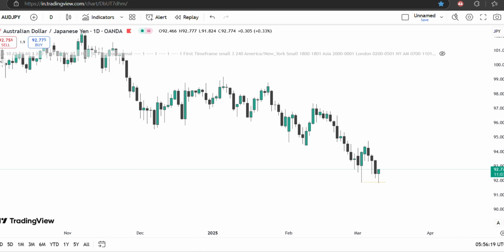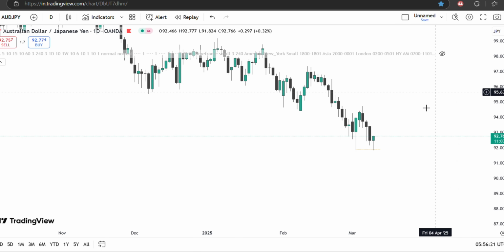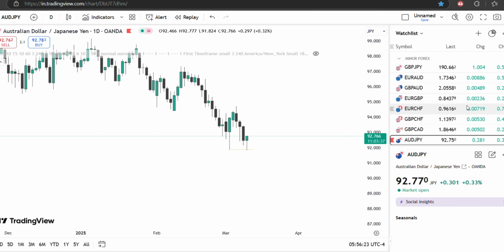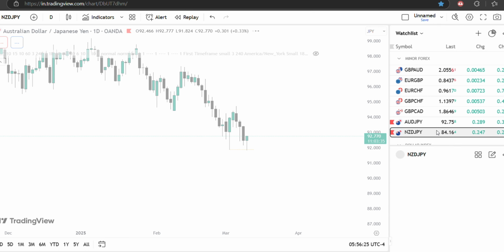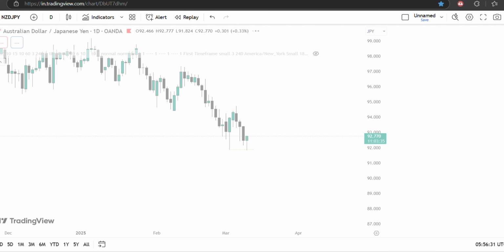So after looking at AUDJPY, I went to NZDJPY because these two pairs are correlated. They kind of move together, and I use them to find SMT.